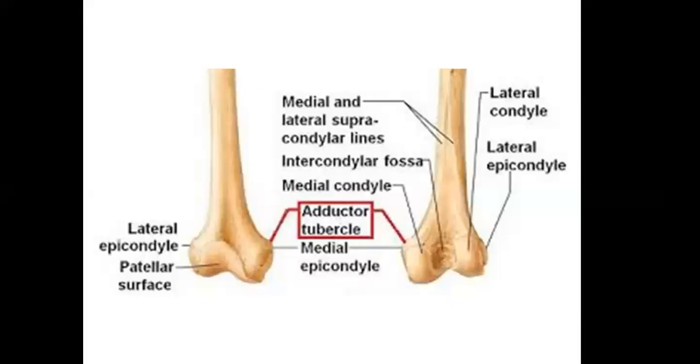So these two condyles along with the patella form the knee joint. And as I told you above, both condyles, the medial and lateral condyles, have the lateral and medial epicondyles situated on them. And as you can see in this picture, at the medial epicondyle, here is the adductor tubercle attached with the medial epicondyle.